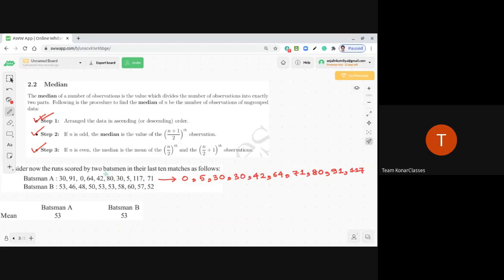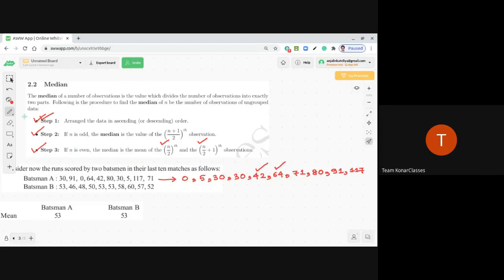The median is the mean of the n by 2th and the n by 2 plus 1th observation. So what is the value of n here? 10. So n by 2 means 10 by 2, that is 5. So what is the fifth data? This is 1, 2, 3, 4, 5th. This is the fifth data. And n by 2 plus 1, that is the sixth data.